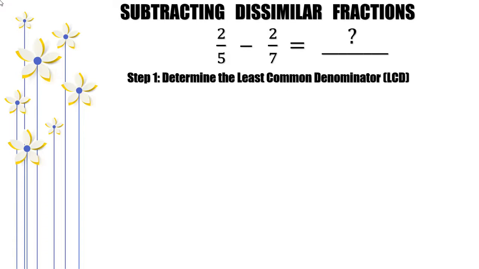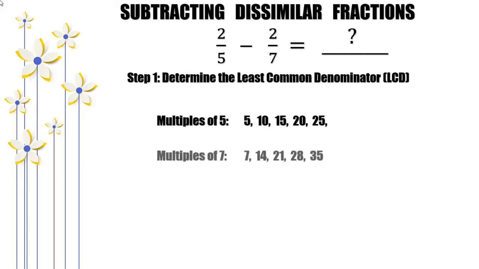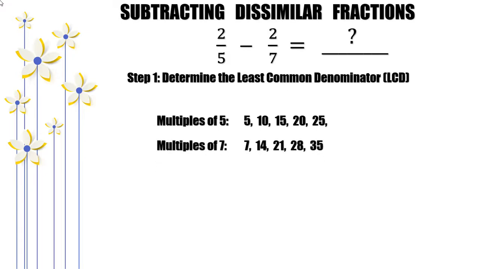First 5 multiples of 5 are 5, 10, 15, 20, 25. First 5 multiples of 7 are 7, 14, 21, 28, 35. Since the multiples of 7 reached 35, we don't need to further write its multiples. We will try to continue writing the multiples of 5, and find the common number amongst the multiples of 7. Continuation on the multiples of 5.